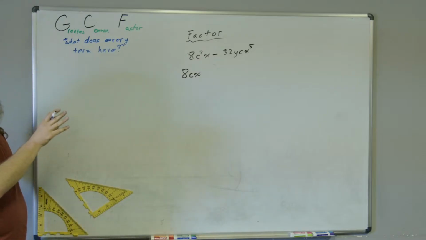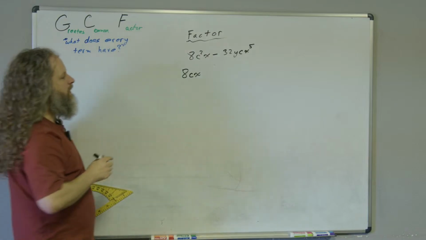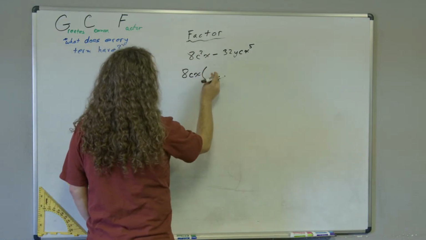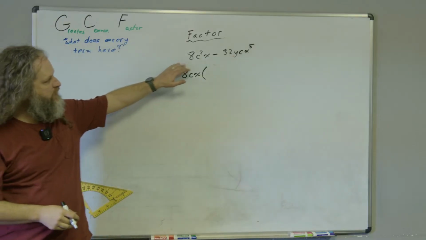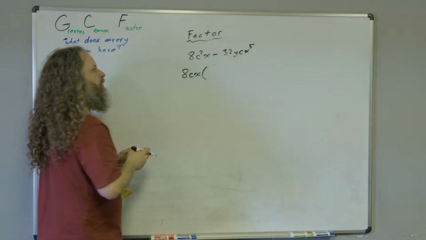So now that we've written out the GCF, our next phase is to write a parentheses. So remember, we're taking terms and turning it into multiplication. We're taking sums of products and turning it into products of sums.